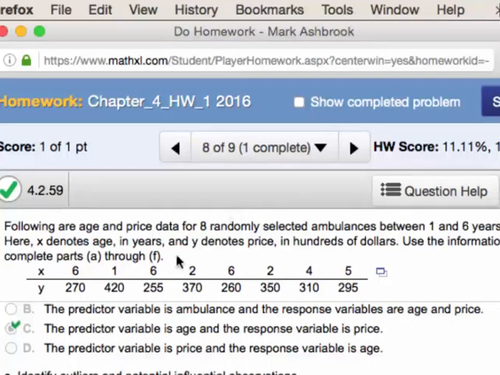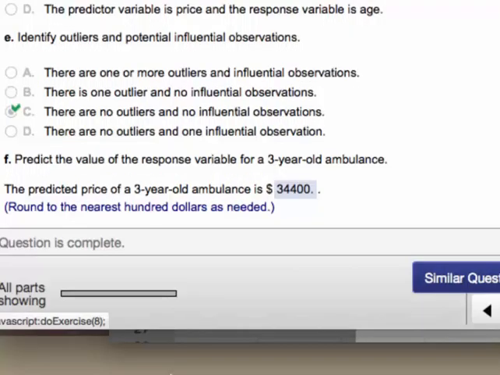So make sure you know what your variable is. This is not the cost of the ambulances, right? This is in hundreds. So this is talking about a $27,000 ambulance, a $42,000 ambulance. And then that question is saying round to the nearest 100, so you're going to have zeros in the tens and ones place. Okay, questions on that example?